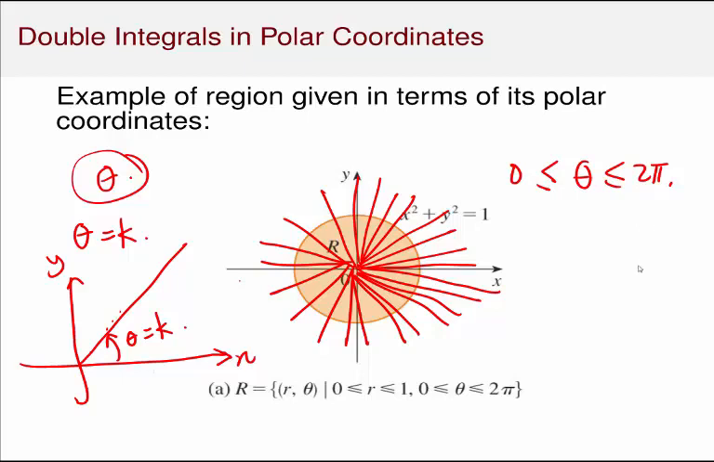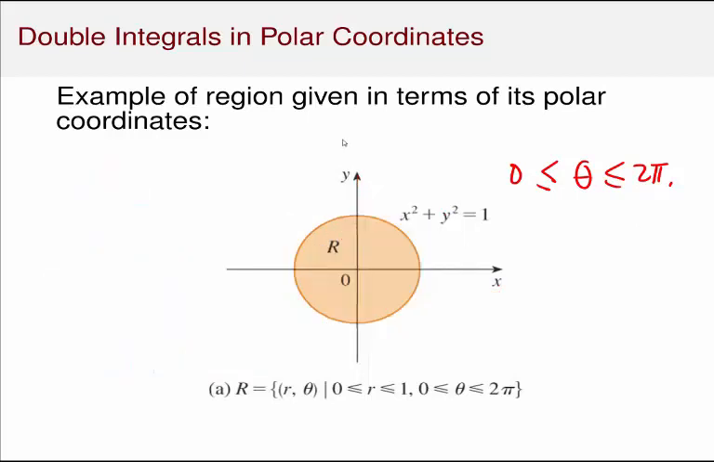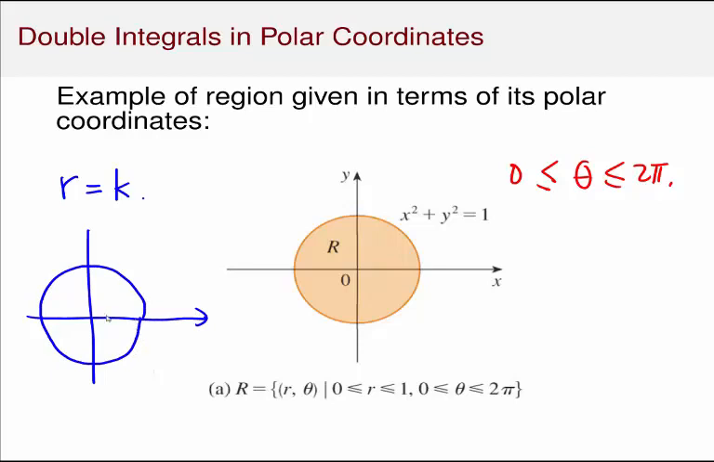Next, let us look at the variable r. Whenever we have the variable r being equal to some constant k, we are looking at all the points having distance k away from the origin. In other words, the circle of radius k represents the equation r equals k. This is because all the points on the circle of radius k must have the distance r being equal to k.